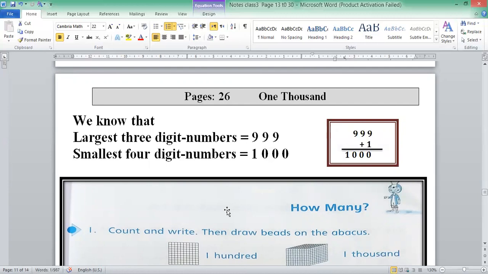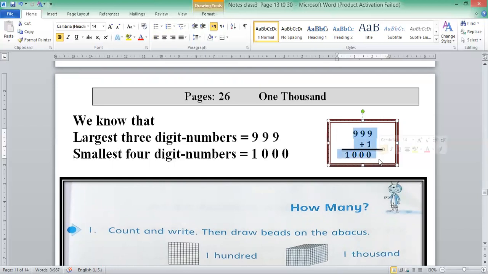Now I'm going to start how we write and read four-digit numbers. Before this, all of you are well aware of three-digit numbers. We know that the largest three-digit number is 999, the last and largest three-digit number. And when we add 1 to 999, what will happen? It will become 1000.